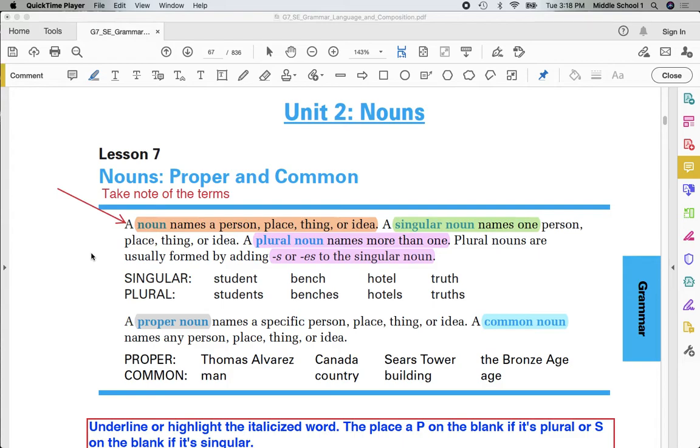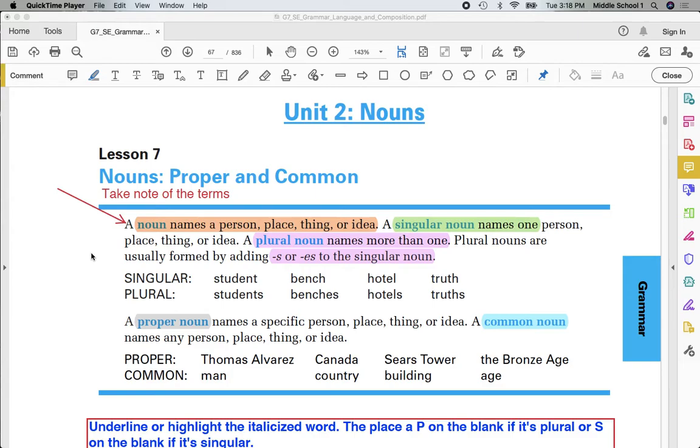Our takeaway from today is that nouns name persons, places, things, or ideas. We call these common. Common nouns can be singular or plural. If a noun names a specific person, place, thing, or idea, we call it proper.